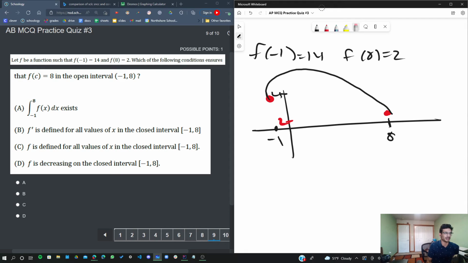Let's break another one. I think I can break B easily, because I could have something like this, and these are called kinky points. These are technically not differentiable. How can you have a slope over here and a slope over here? How can you have two different slopes at the same time? That's impossible, so B can't be right.